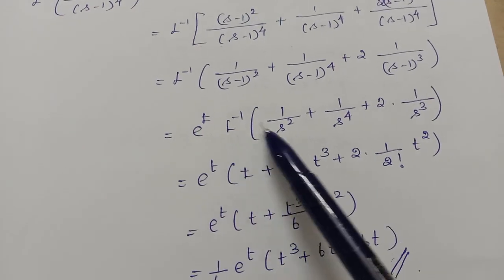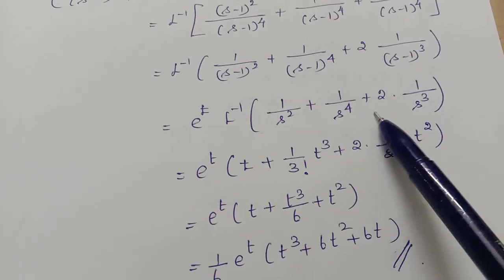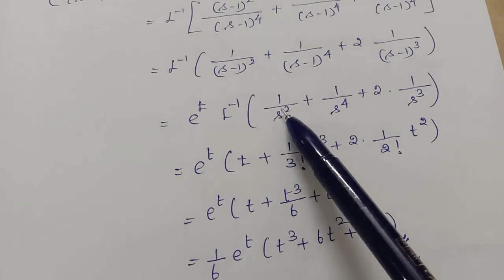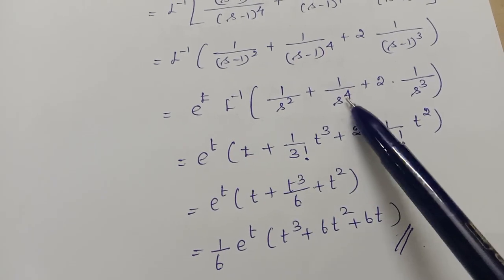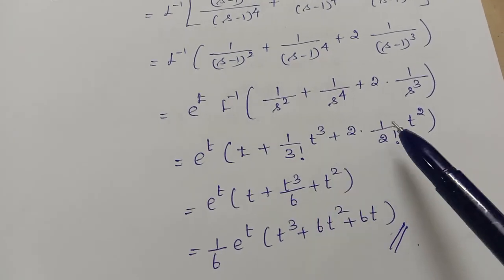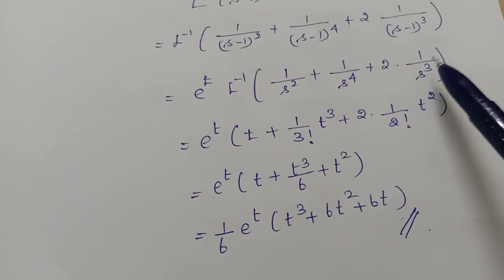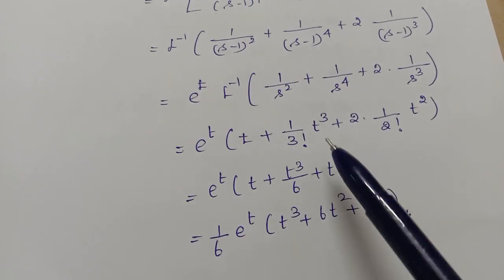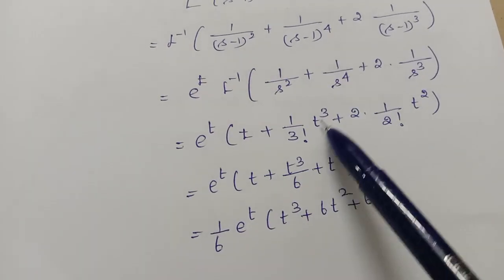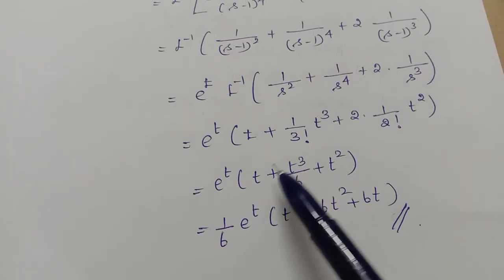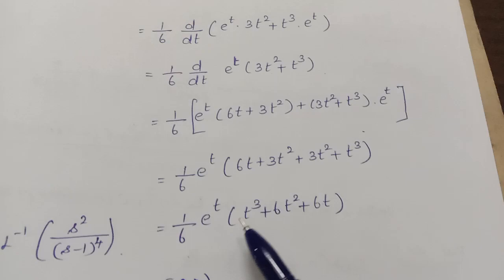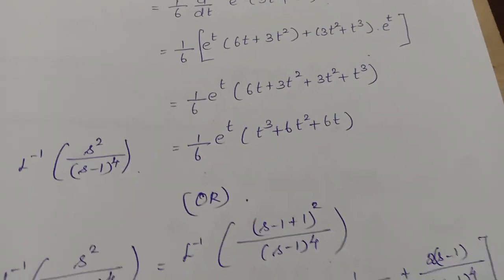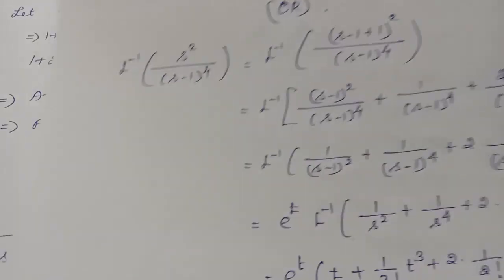e power t into L inverse of 1 by s square plus 1 by s power 4 plus 2 into 1 by s cube. s square means 1 factorial, yes, it is there. s power 4 means 3 factorial, it is not there, so I am dividing by 3 factorial. Here it is 2 factorial, so 2 into 1 by 2 factorial. So this is for t, this is for t cube, and this is for t square. So simplify. Within a few steps you can get the answer, but in this way also you can do the problem. Okay, right. Then next problem.